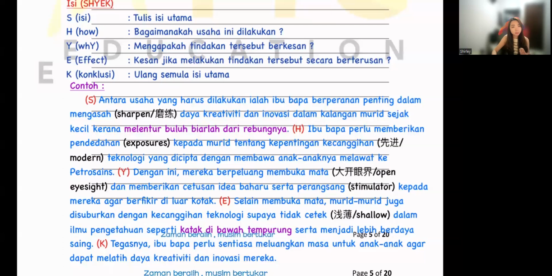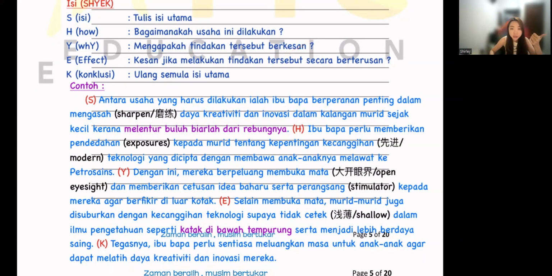Why? Mengapakah tindakan tersebut berkesan? Why is it they need to do so? And why does it have a good impact? Dengan ini, with this action, mereka berpeluang, they have a chance to membuka mata. Membuka mata is not telling you that, okay, you close your eyes, ting-ting, you open up your eyes. No, it means that it can open up your eyesight. You can look at a lot of things. It can help you to increase your knowledge, enhance your knowledge. This is membuka mata. Dan memberikan cetusan idea baharu. And also you are able to think of triggers and new ideas. Serta perangsang kepada mereka agar berfikir di luar kotak. So that they are able to think out of the box, to think more creatively. Okay, so these are the reasons why they need to do so.